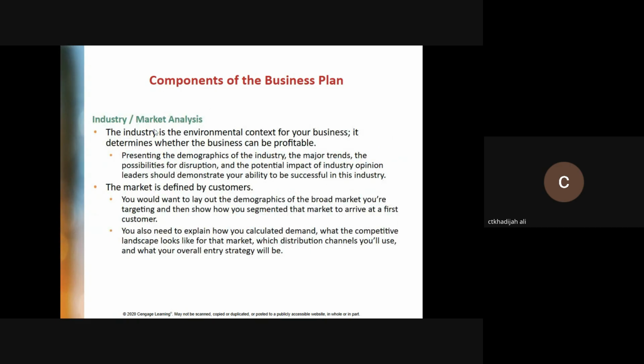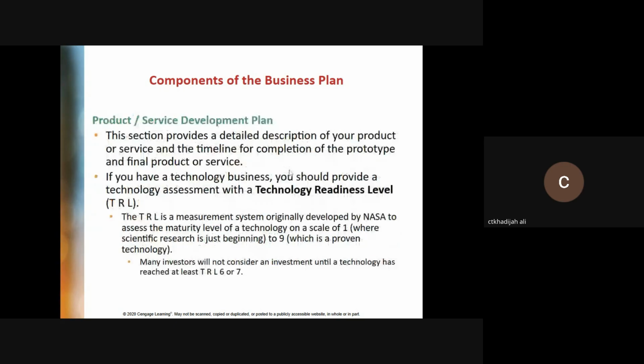For the next part, industry and market analysis, what should you present here? The industry is the environmental context for your business. It determines whether the business can be profitable. The market is defined by the customers.